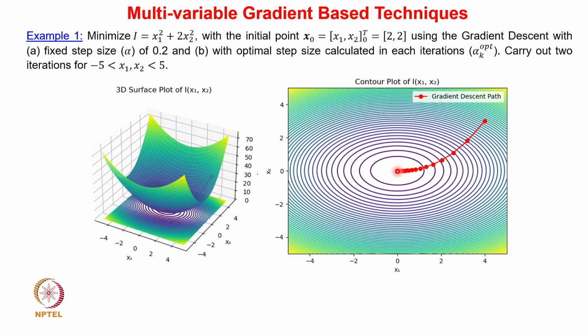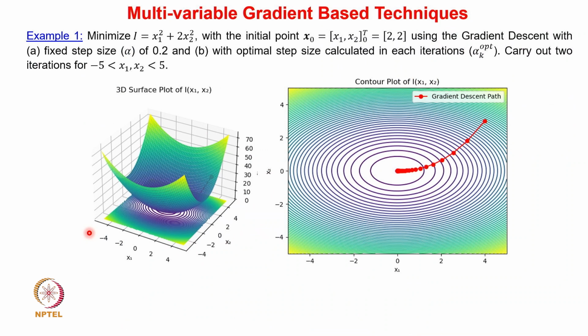Again, we can see this objective function in a 3D plot where x1, x2 and I are plotted. You can see how the plane of this particular objective function is varying. So this is the point where we are getting the optimum, isn't it? Correct. Here x1 and x2 are varying in this particular plane, and the objective function is varying in the vertical direction. So the same problem we have here.